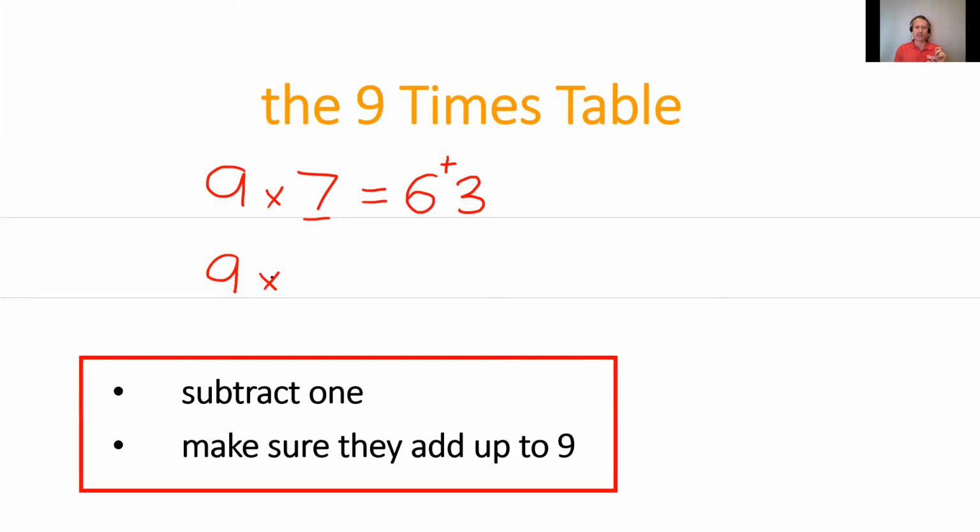One more example. Suppose I was doing 9 times by, it doesn't matter, 9 times by 8. So you take this number here, you subtract 1 to give 7. And then you make sure your 2 numbers add up to give 9. 7 and what makes 9? 7 and 2. The answer is 72.